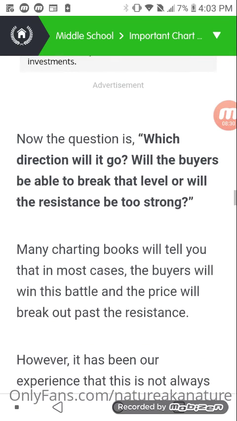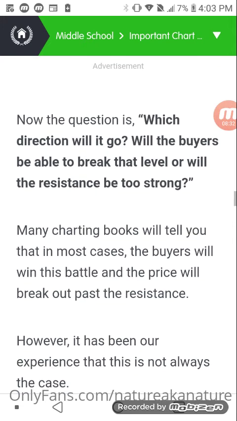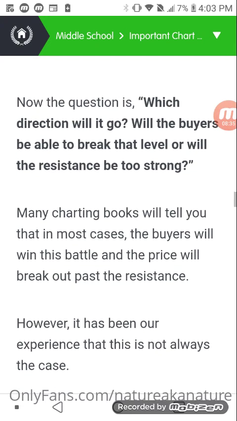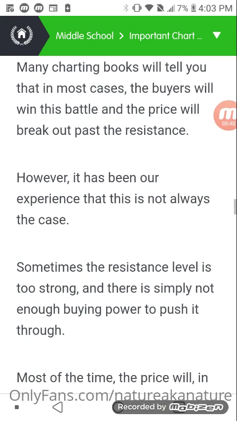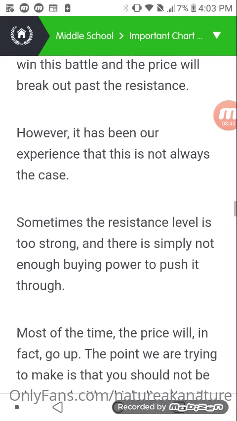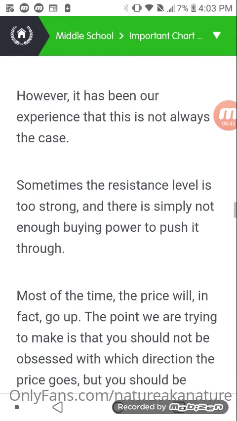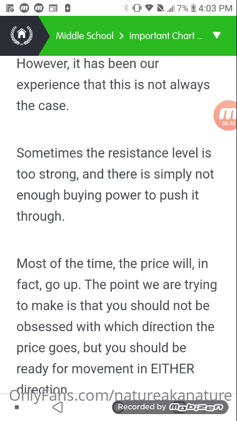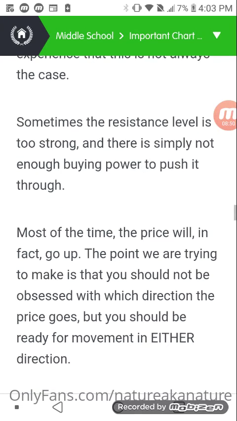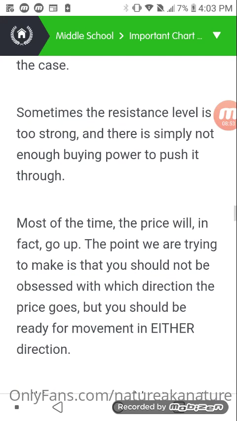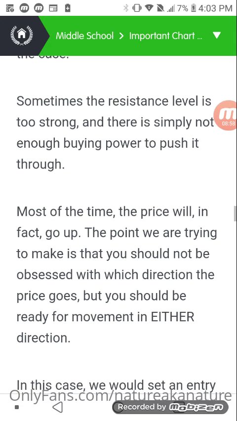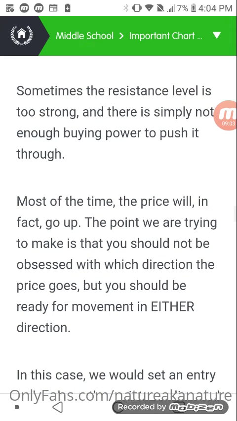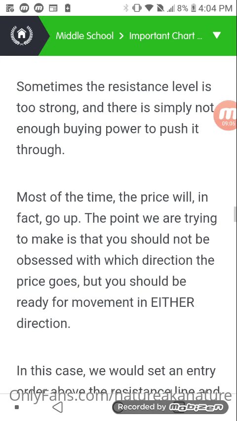Many charting books will tell you that in most cases, the buyers will win this battle and price will break out past the resistance. However, it has been our experience that this is not always the case. Sometimes the resistance level is too strong and there is simply not enough buying power to push price past the resistance. Most times the price will in fact go up, but the point we are trying to make is that you should not be obsessed with which direction price will go, but you should be ready for momentum or movement in either direction.